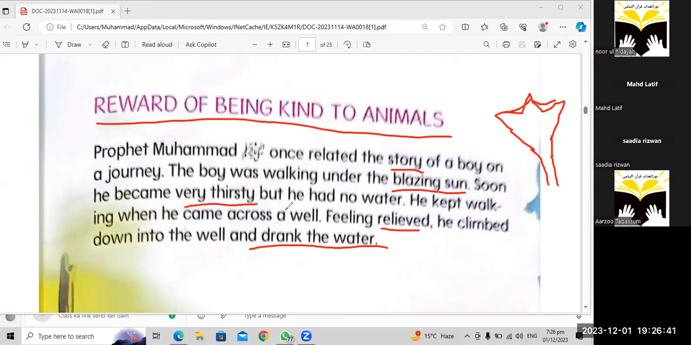He was sweating and he was feeling thirsty, but he had no water. He had no water. Can you imagine this thing?